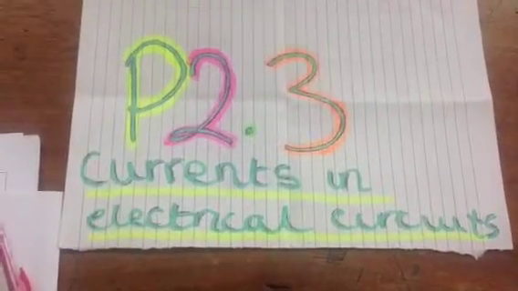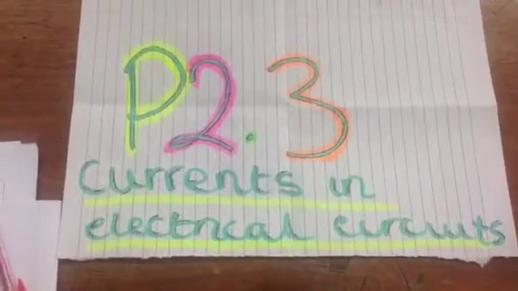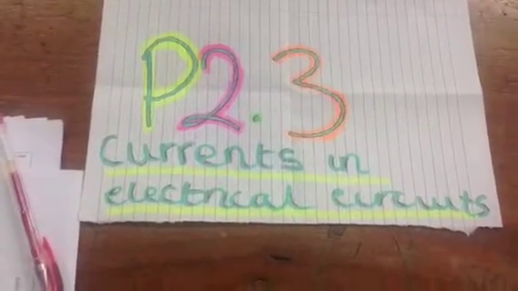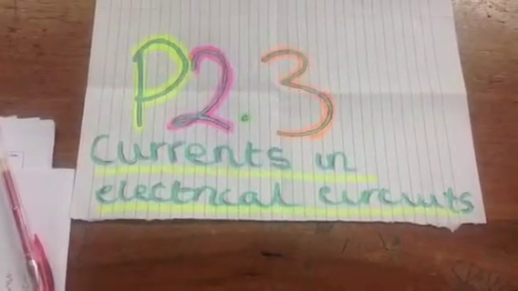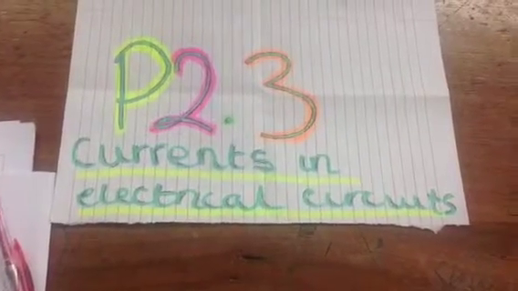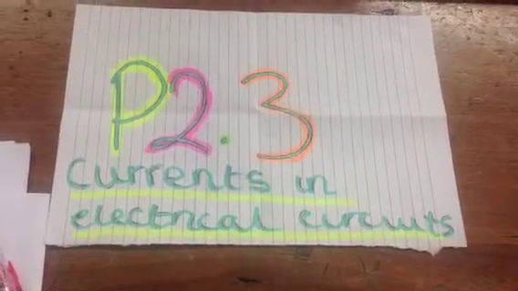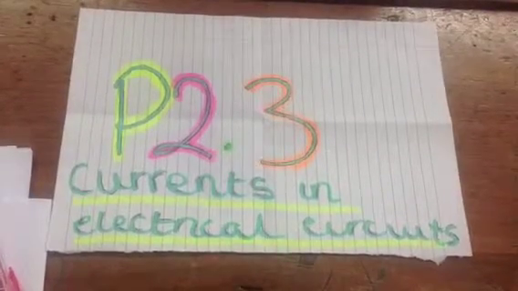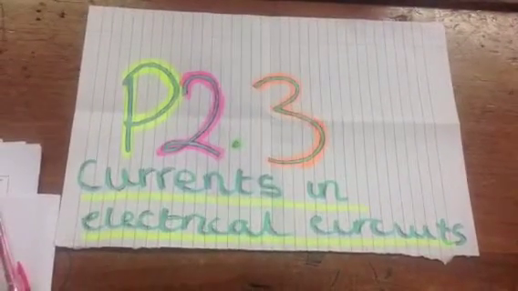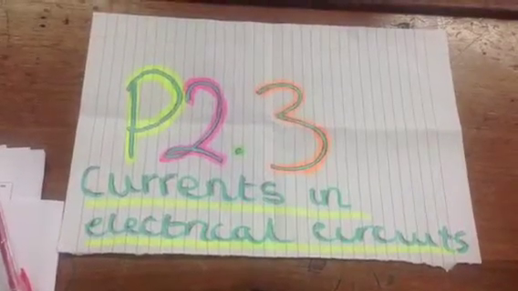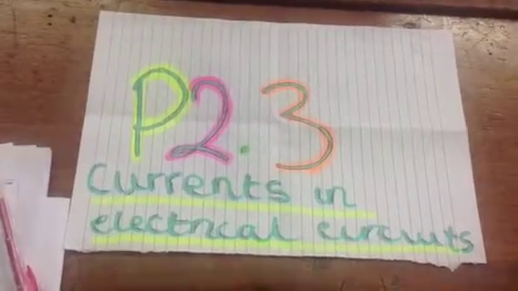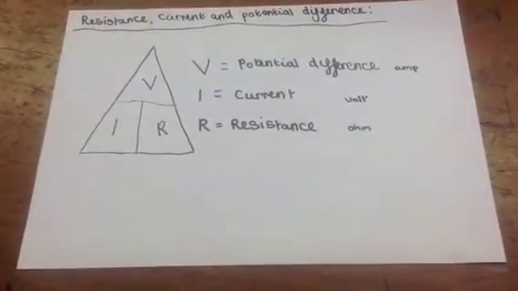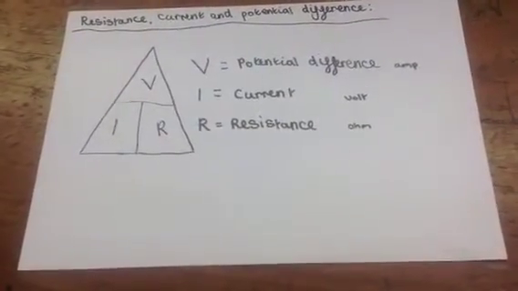Next year we need to know the following things. The current through a diode flows in one direction only. The diode has a very high resistance in the reverse direction. The resistance of a light-dependent resistor decreases as light intensity increases, and the resistance of a thermistor decreases as the temperature increases. This is how resistance is calculated. Resistance is the potential difference divided by the current.